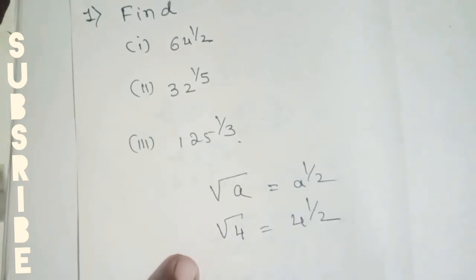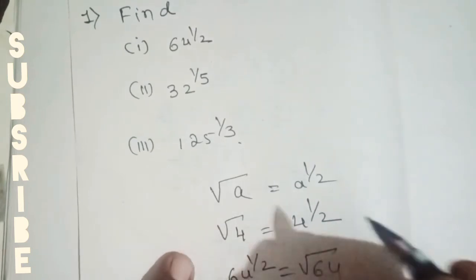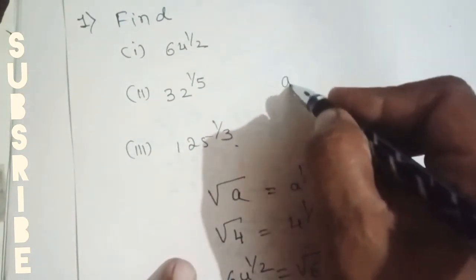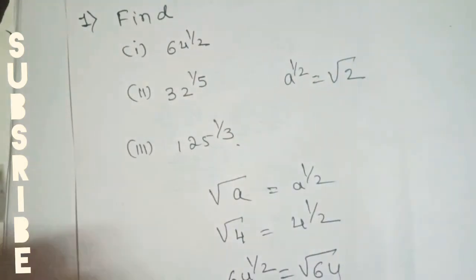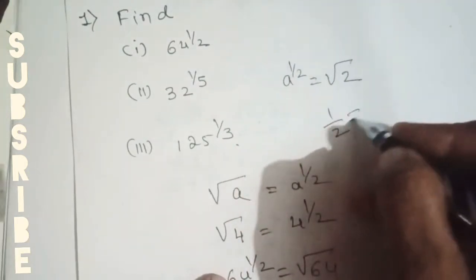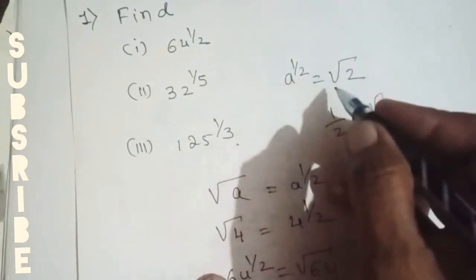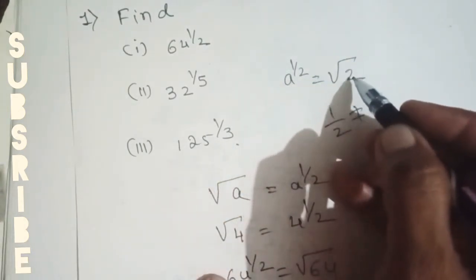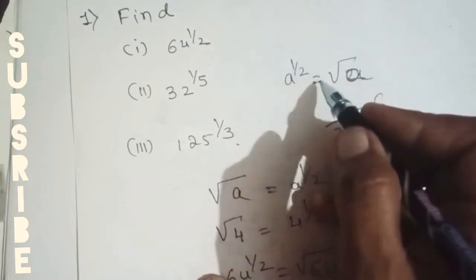In the same way, 64 raised to 1 by 2 can be written as square root of 64. Reverse. If we have a raised to 1 by 2, it is the same as square root of a. See here, children, 1 upon 2 is not equal to square root of 2. Be careful. A raised to 1 by 2 is equal to square root of a.